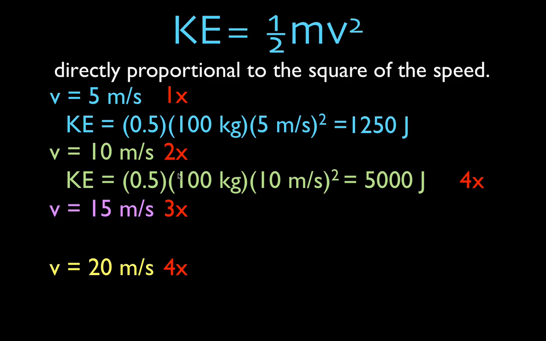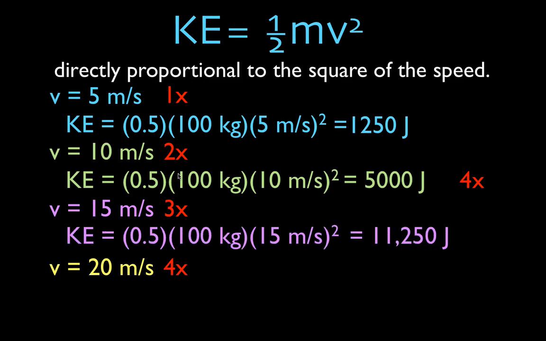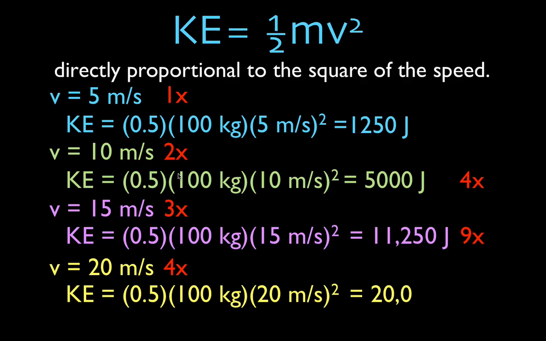Okay, now we're going to triple it and do the same thing, and we see that the kinetic energy increases when we triple the velocity to 11,250, which you might notice is 9 times higher, and if that one is 4, then you should notice the next is going to be 16 times higher. Okay, so you'll notice it's the square of the velocity. If we double the velocity, you square it, you get 4 times. You square this, you get 9. You square this, you get 16.